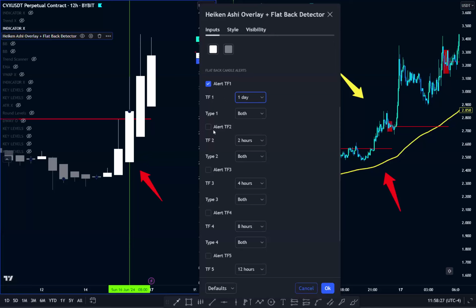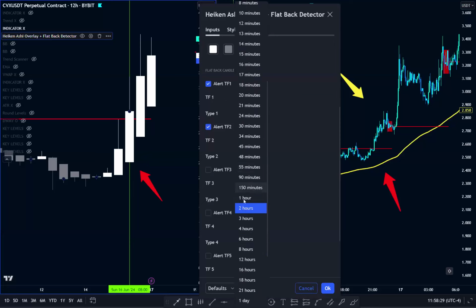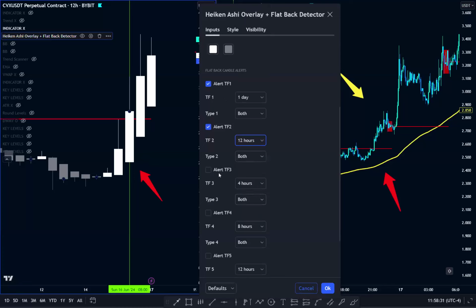So you can set the dailies over here. Then over here, you can set the 12 hours. I can set 12 hours on both. And then over here, I could even set on a 4-hour. So I can be notified when a 4-hour goes off, a 12-hour, or a daily. So it can almost help you track the movements of the asset that you're looking to trade.